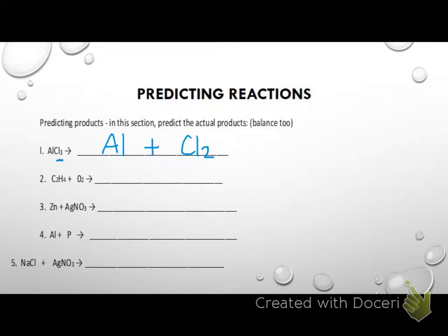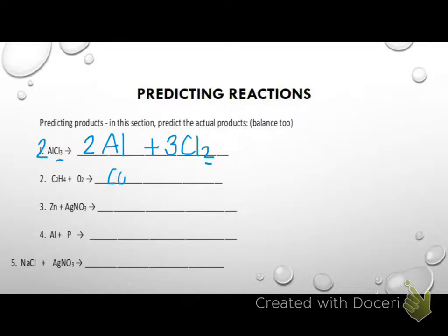I have a 3 for chlorine and a 2 right here. The only way I can get that balanced is to do a combination to make it 6. I'm going to put a 3 there, and I'm going to put a 2 here, and then that will require a 2 there. Okay? Next one is our combustion.